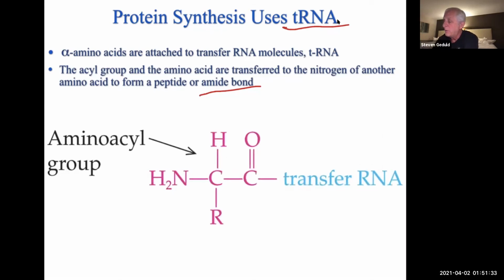So here's your transfer RNA. Your amide bond is going to link this right here. And this is an alpha amino acid. All amino acids are going to have this structure here. The R group is what gives each individual amino acid its individuality. Like I said, there are 20 amino acids. The only difference between the amino acids is the R group.